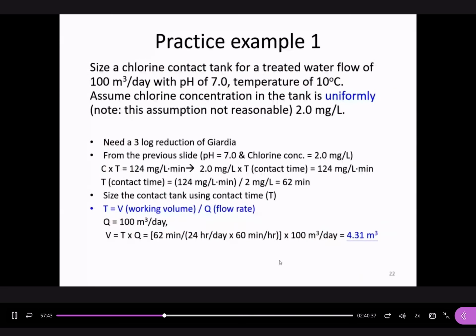Of course, we assume chlorine concentration is uniformly distributed. But in reality, it may not be, because there's reaction and consumption.